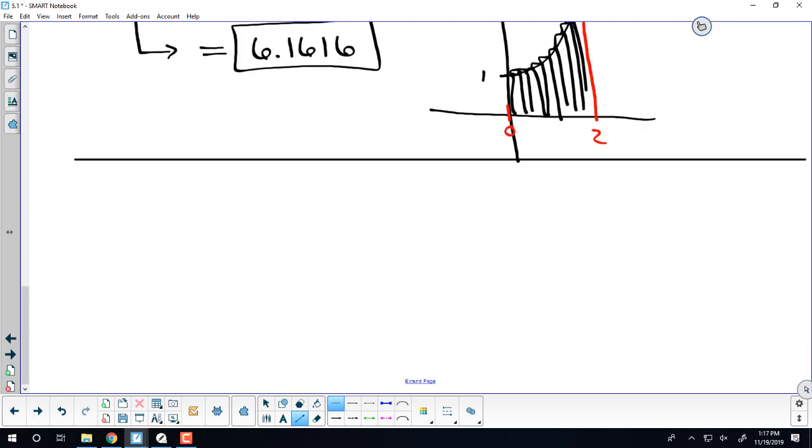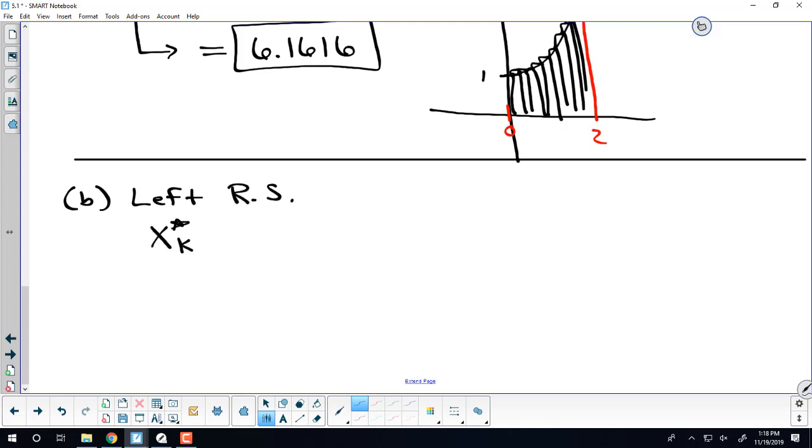And so we have a very similar approach whether we're dealing with right, left, or midpoint Riemann sums. Remember, the only thing that changes is that x star. So when we look at part B and do the left Riemann sum, the only difference is that the x star sub k is defined as a plus k minus 1 times delta x. So for any left Riemann sum, that's how we're determining what those x stars are.